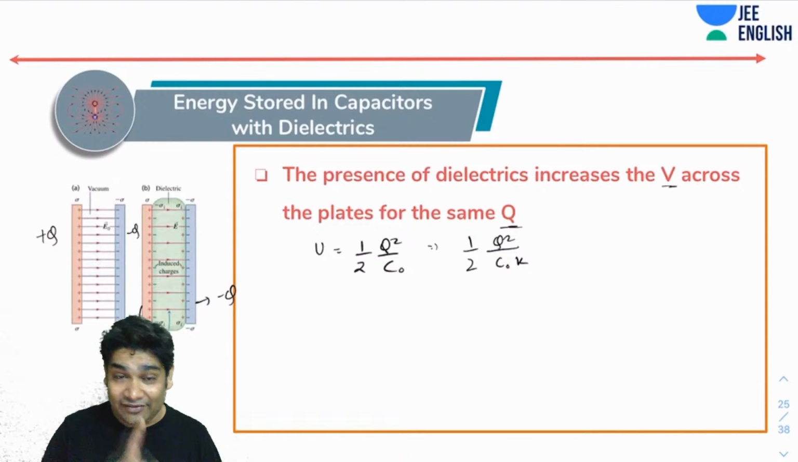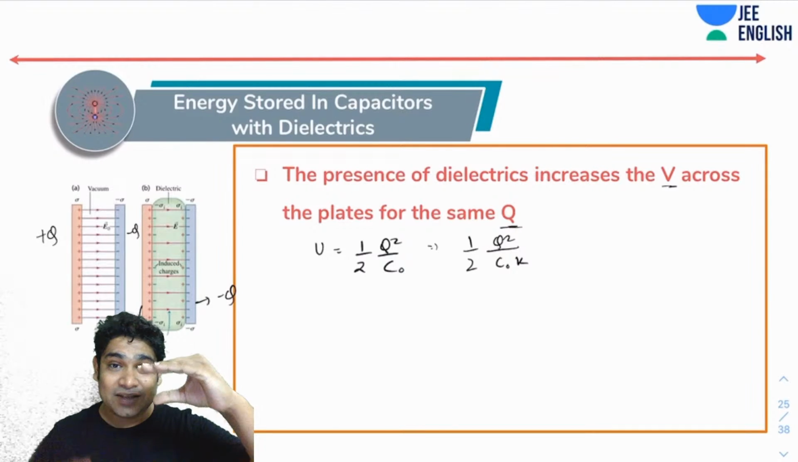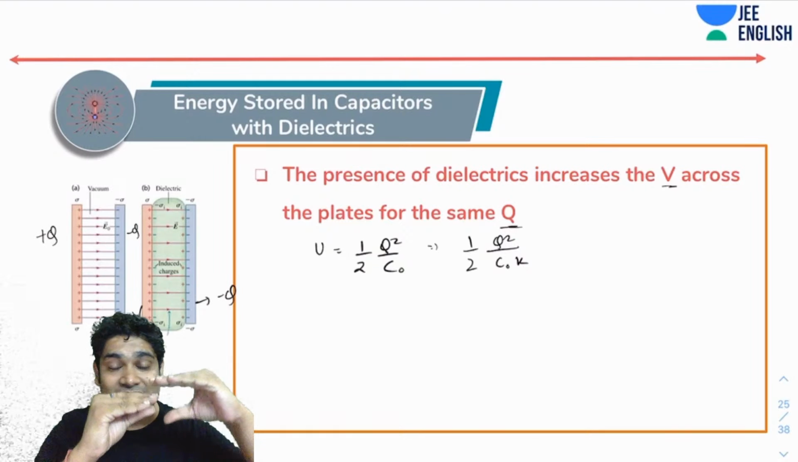Okay, so I will talk about that in detail. What happens if you have capacitor plates and you put a dielectric in slightly? The capacitor plates will pull the dielectric in.